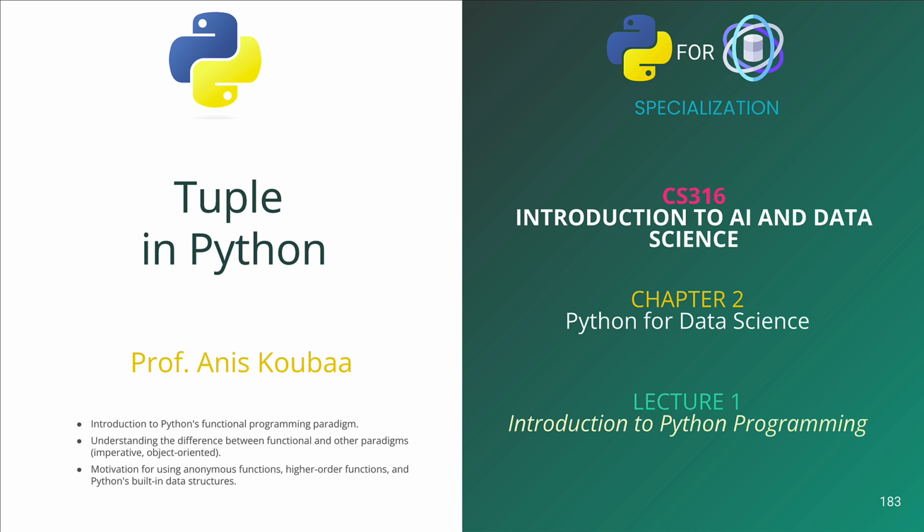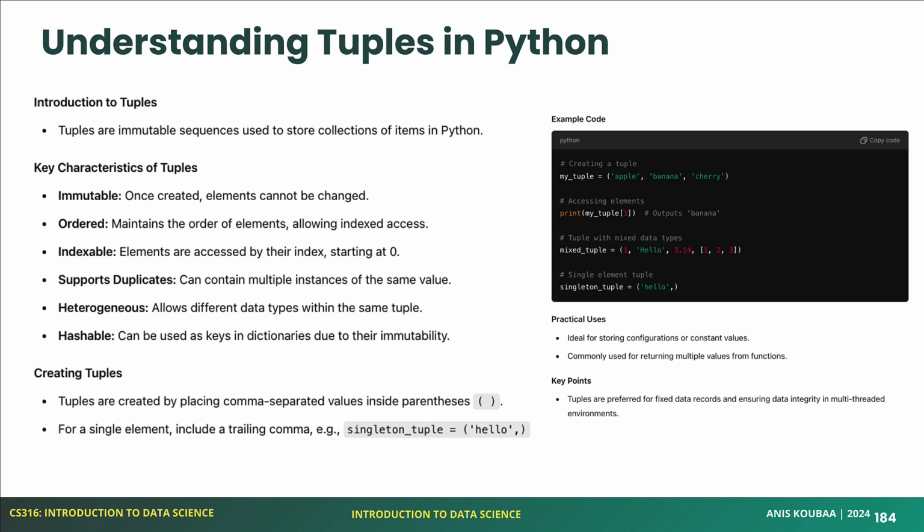Now, the second data structure are the tuples. Tuples are different from lists in the sense that they are immutable. They cannot be changed. It is an immutable sequence used to store collections of items in Python. Once created, an element cannot be changed. You cannot change the value of an element inside the tuple.